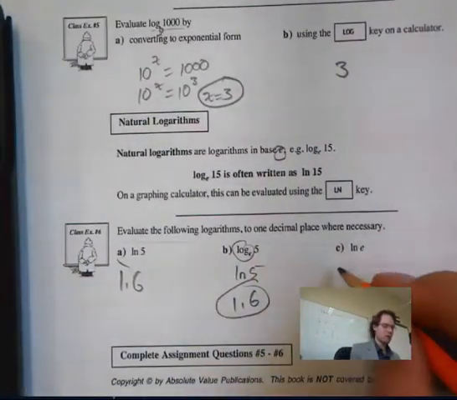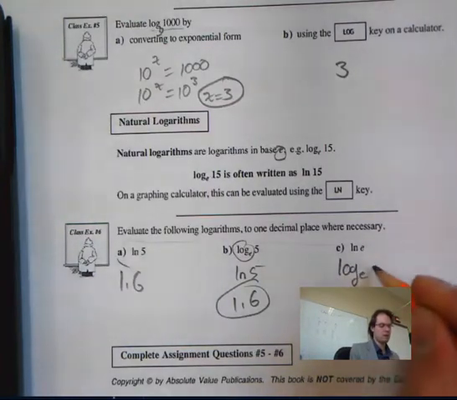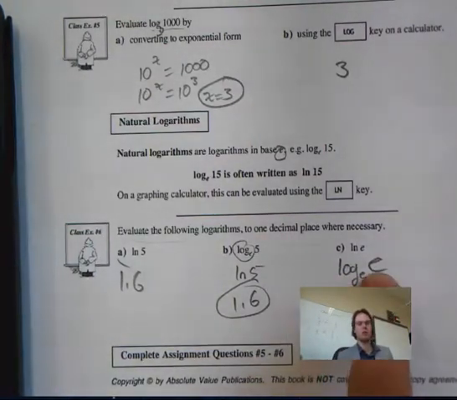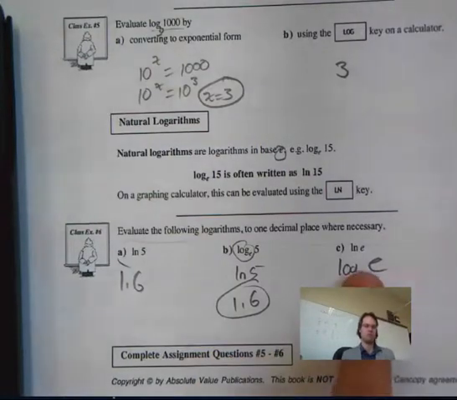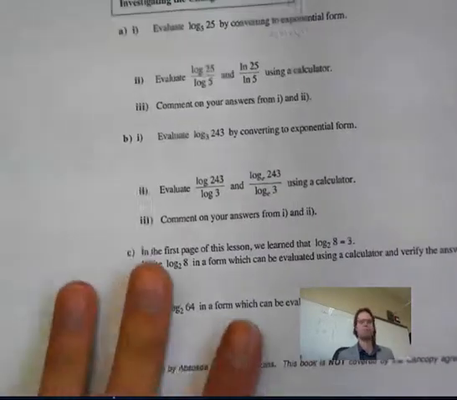And our last one here, this is the same thing as saying log base e of e. Well, what's anything to the power of what? It's 1. Okay? e to the power of what is equal to e? That's a natural number.